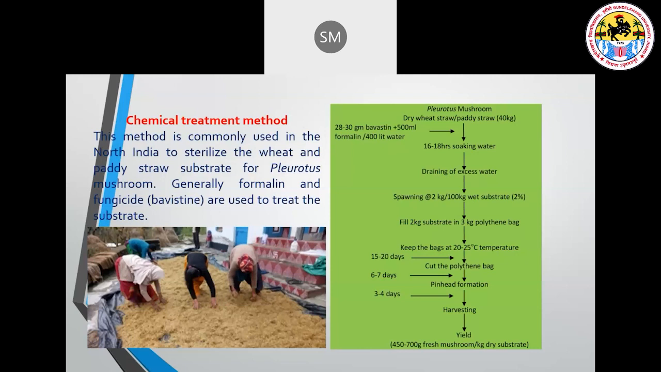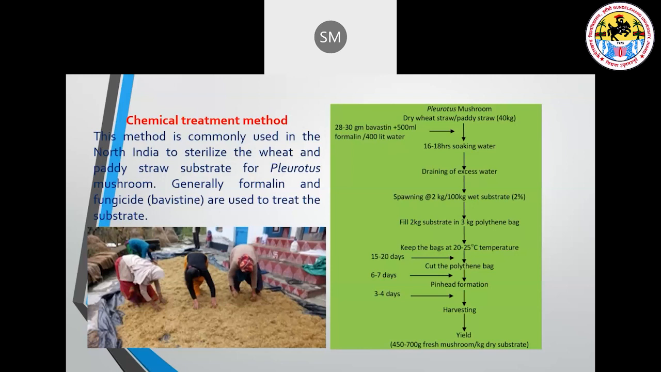This method is commonly used in North India to sterilize wheat straw and paddy straw substrate for mushroom, with formalin and fungicide. The method is written over here. First of all, we have to fill the gunny sack with the wheat straw.